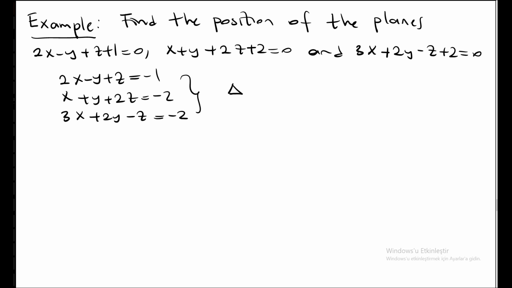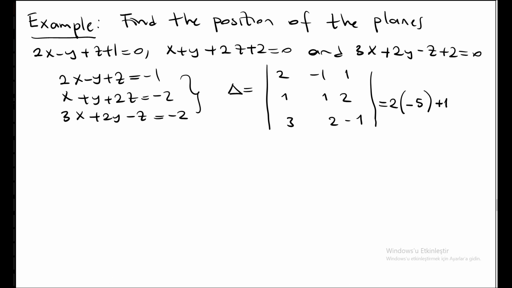So let me check this determinant. 2, -1, 1, 1, 1, 2, 3, 2, -1. If you find this determinant, the first one: -1, -4, -5. And here you have 1 times, I am here now, -1, -6, -7. And now I am here, so it will be positive again: 2 minus 3, -1. So you have -18, which is not 0. So there is a unique solution.